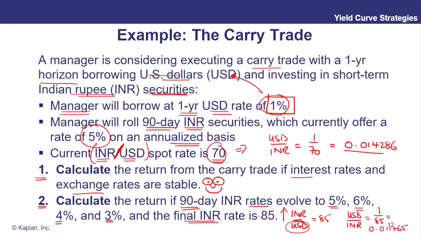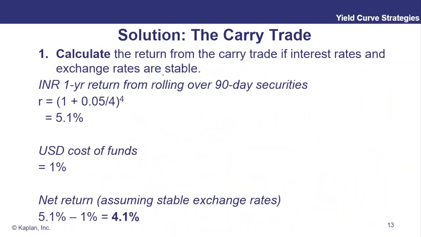Okay. So we're being asked here, number 1's easy, I think. Calculate the return from the carry trade if interest rates and exchange rates are stable. It's easier. You just got to be careful with the way that the interest rates are quoted for these, what are presumably money market 90-day securities. You're quoted that they are 5% and it stays stable, but don't forget that's an annualized quote for 90 days. And a money market quote would be quoted on a day count convention.